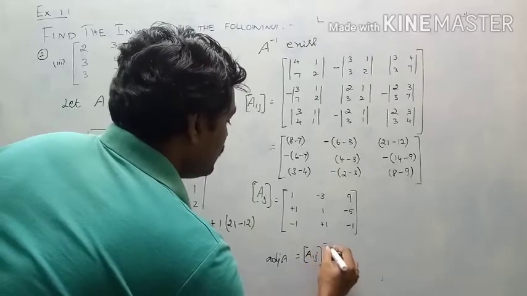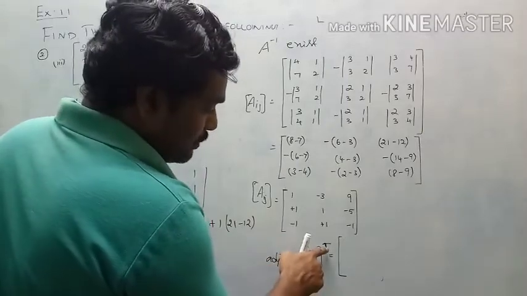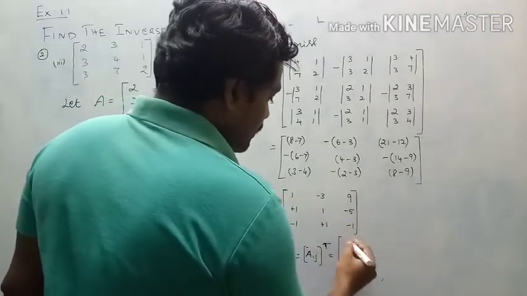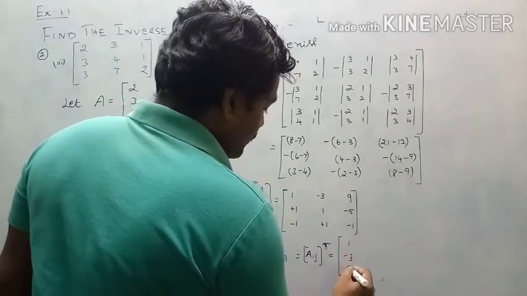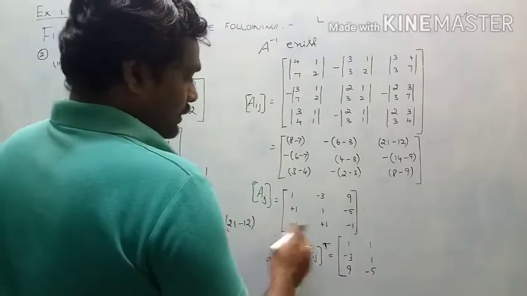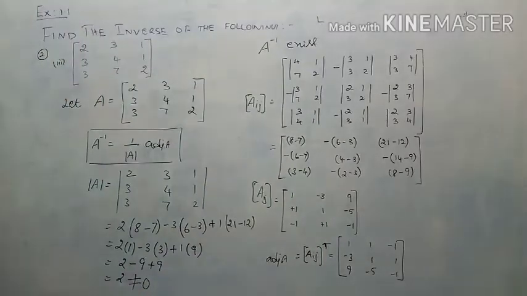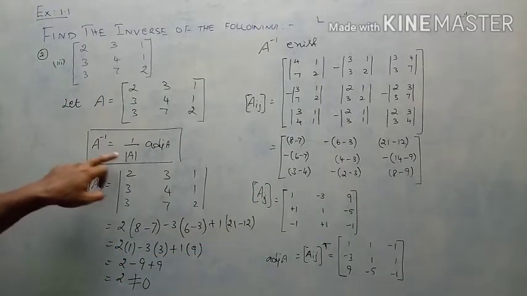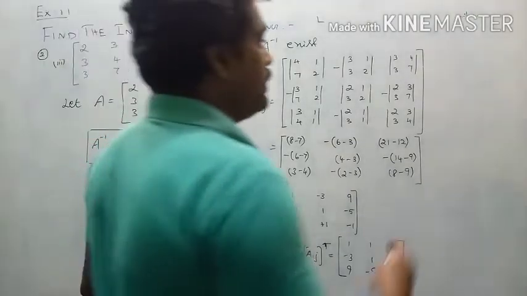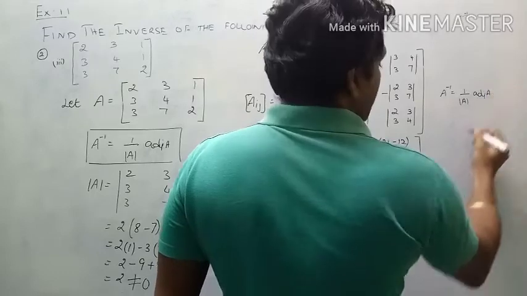Aij whole transpose. For finding adjoint A, take the transpose of the cofactor matrix. This is the cofactor matrix. What is the transpose? Write the first row as the first column for adjoint A. Second row becomes second column. Third row becomes third column. I got adjoint A finally by taking the transpose of the cofactor matrix. Now inverse. I know my determinant value, which is 2 not equal to 0, and adjoint A I have. Just replace here. Now A inverse will be 1 by determinant A into adjoint A.